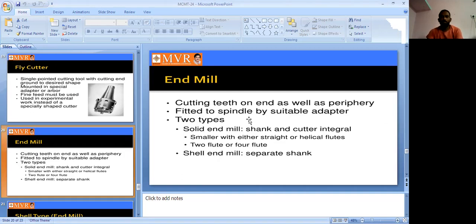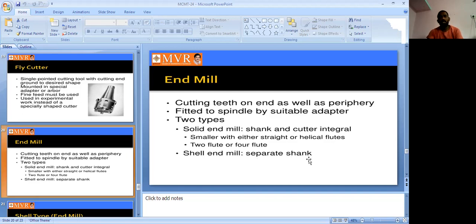There are two types: the first one is the solid end mill, and the next one is the shell end mill. In the solid end mill, the shank and cutter are integral, smaller, with either straight or helical flutes. Two flute or four flute can be used in this solid end mill.